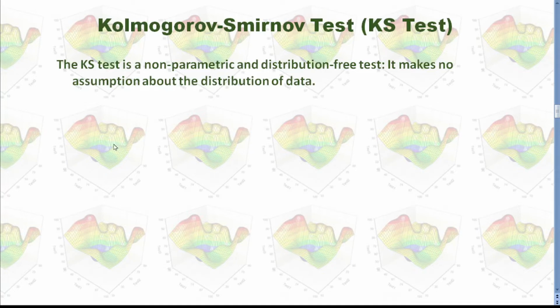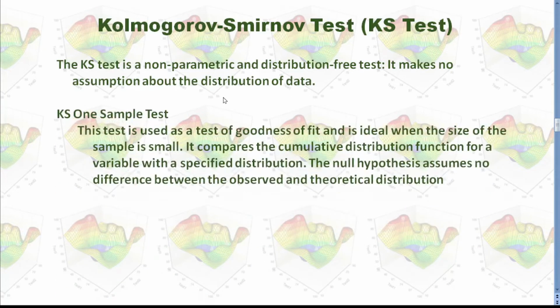What is KS test? The KS test is a nonparametric and distribution-free test. It makes no assumption about the distribution of data. That means it can be any distribution. With the KS test, we can have one sample test. That means we have our sample data and we want to compare it with our known distribution. For example, we want to verify if our sample follows normal distribution.